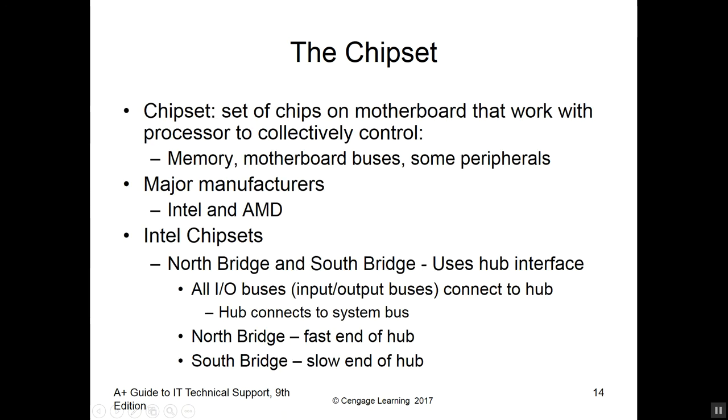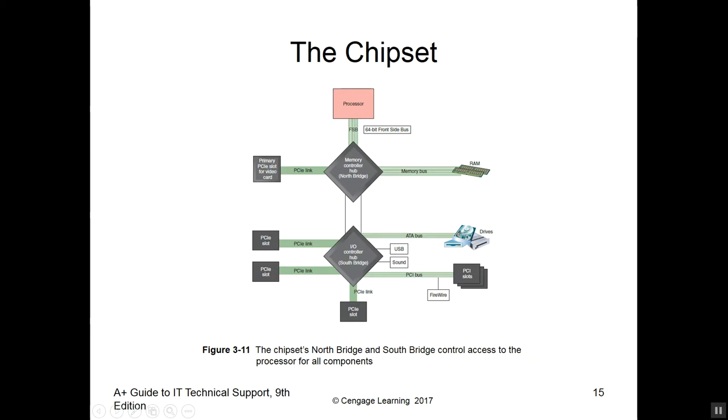So, Intel chipsets use a north bridge and a south bridge. They use a hub interface, and all I/O buses connect to a hub. The north bridge is the fast end of the hub, and the south bridge is the slow end of the hub. So when we look at it, here's the processor. We've got a memory controller hub, the north bridge. So there's the fast one, and the slower one being the south bridge. It all depends on what it is that it's connecting to.